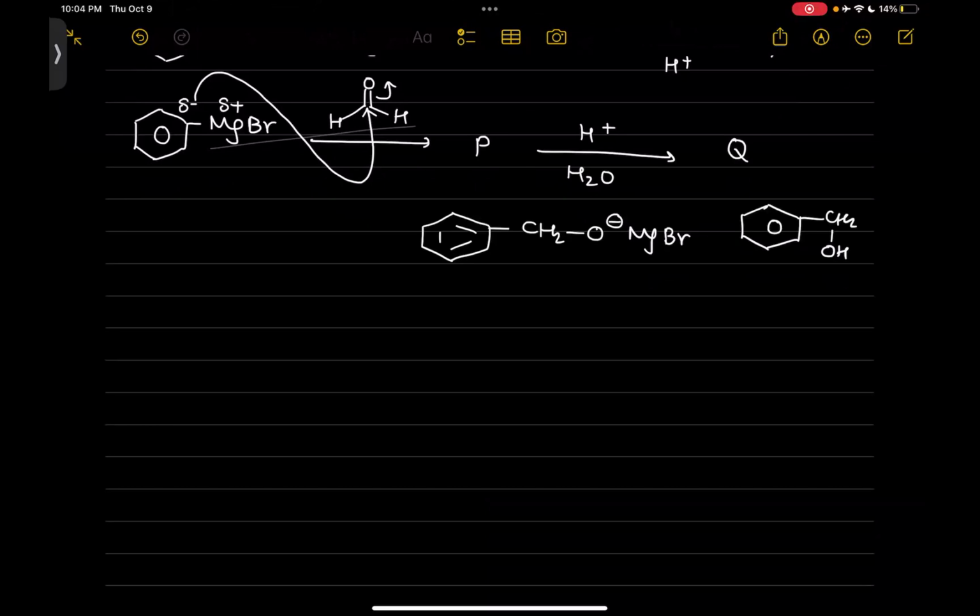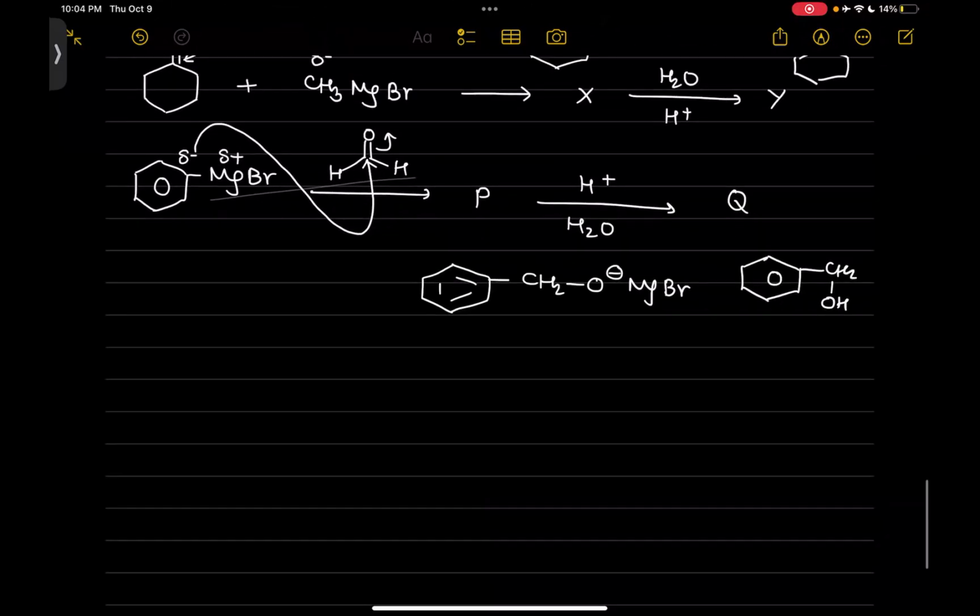So can you explain how P is formed? Yeah, sure. You have taken PhMgBr, phenyl magnesium bromide. Phenyl is negative, magnesium is positive. Got it? And you have taken the smallest aldehyde, which is formaldehyde or methanal, right?